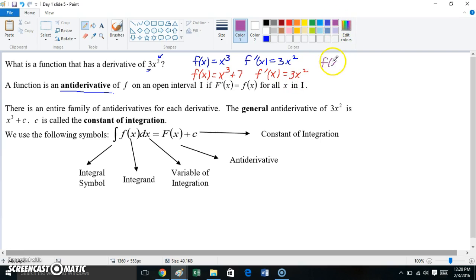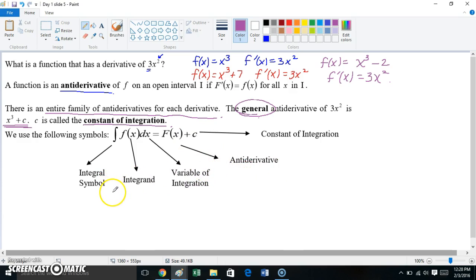Or my function could have been f of x equals x cubed minus 2, in which case the derivative would still again be 3x squared. Okay, so there is an entire family of antiderivatives for each derivative. The general antiderivative of 3x squared is x cubed plus c, and c is called the constant of integration.